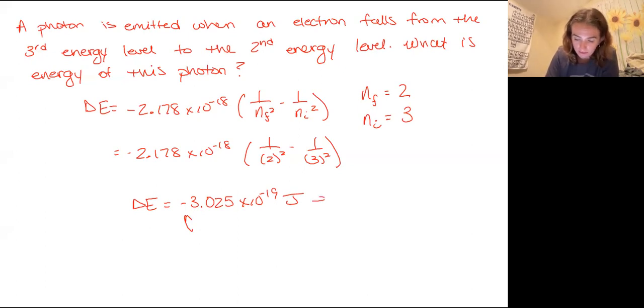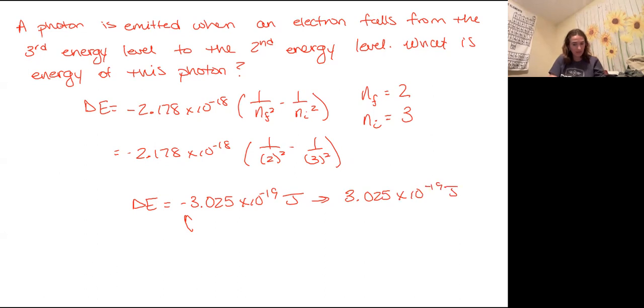So the energy that the photon has is the positive version of 3.025 times 10 to the negative 19 joules. Okay, so the atom is losing that delta E, that negative 3.025. So the photon is what gains that energy, right? Energy cannot be created or destroyed. So the photon gains that energy that the atom is losing. Does that make sense, or does anyone have questions about why that's a positive answer here?